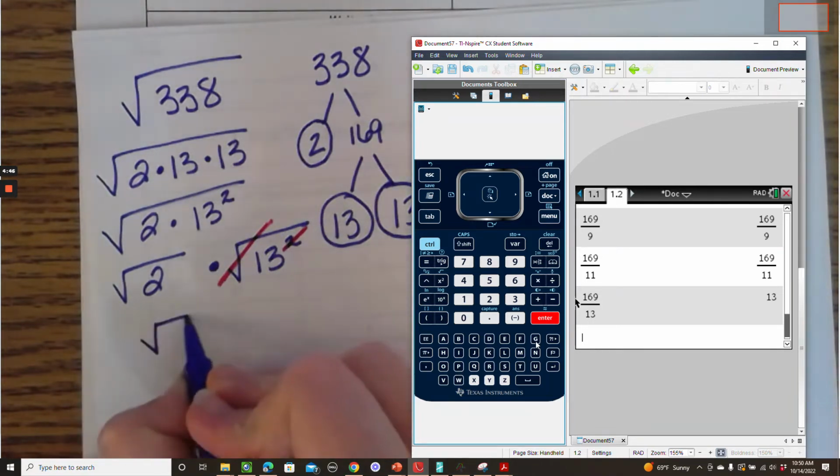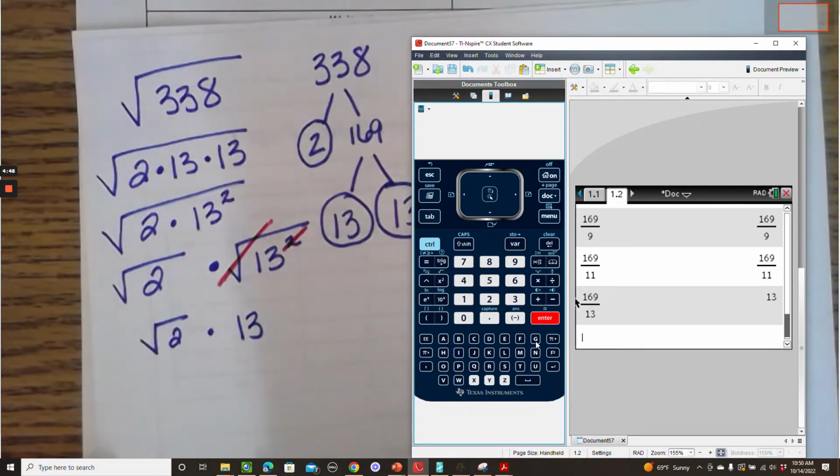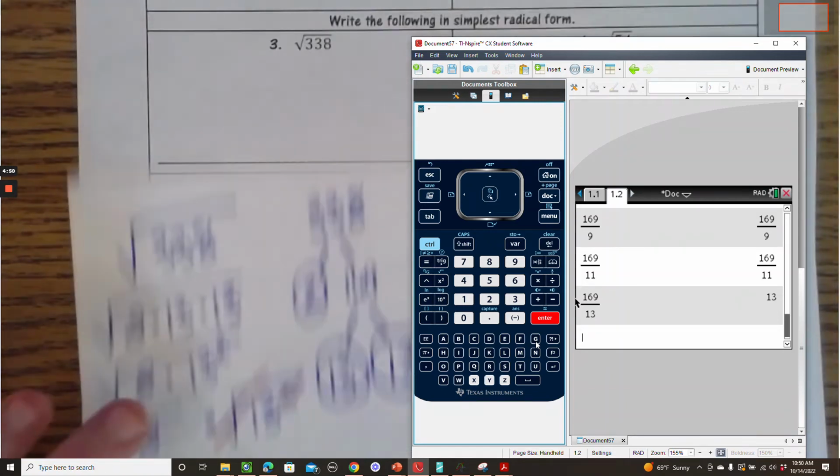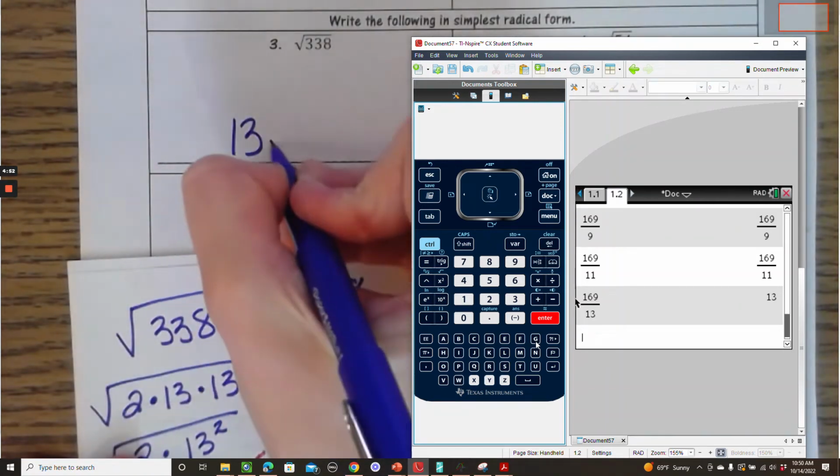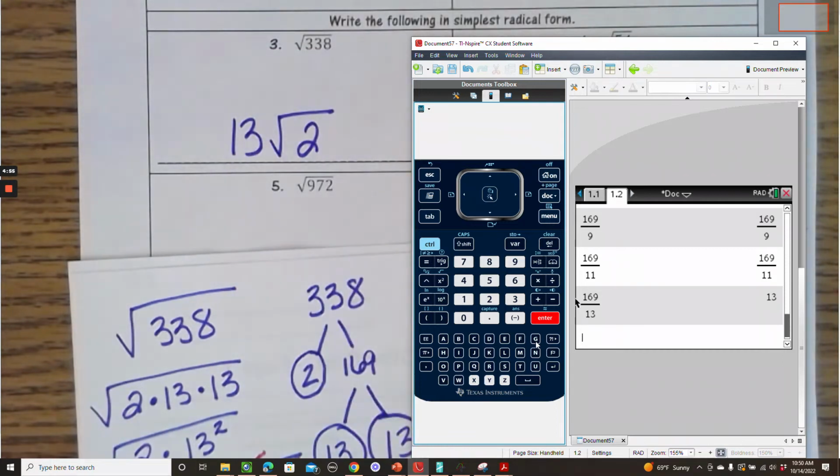So I've got the square root of 2 times 13, but if I want to write it in proper form, I write 13 times the square root of 2. I just flip it. The plain old number comes first, the radical goes at the end.